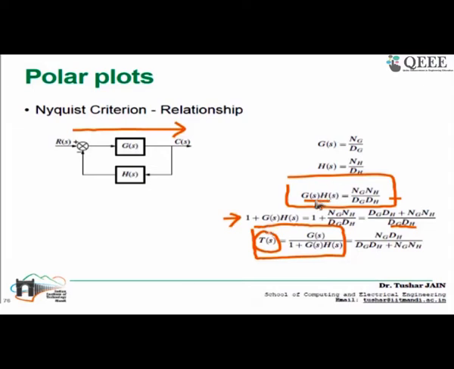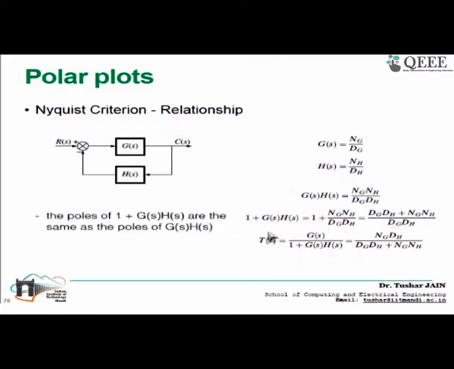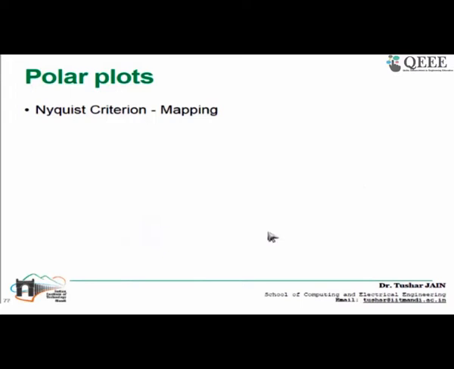Okay, so we are going to see the relationship, how we can plot the Nyquist criteria using this GSHS and 1 plus GSHS, and on the basis of this, what type of stability condition we can enforce or derive from it. The poles of GH, the same thing.